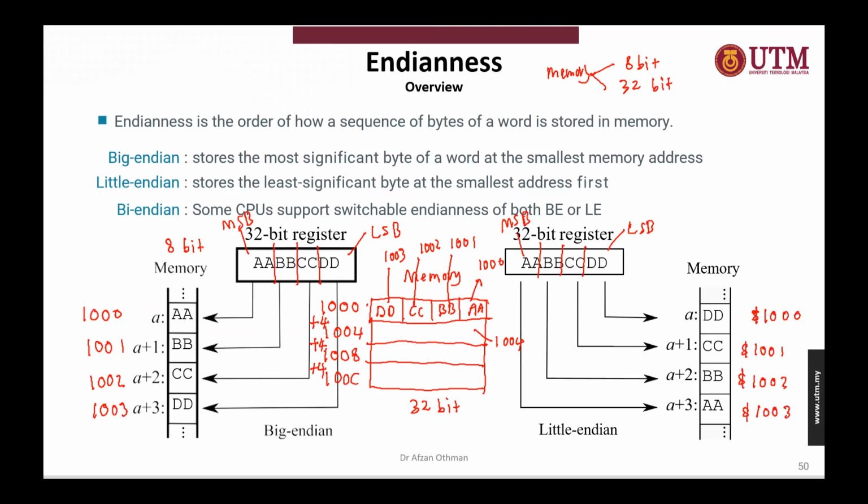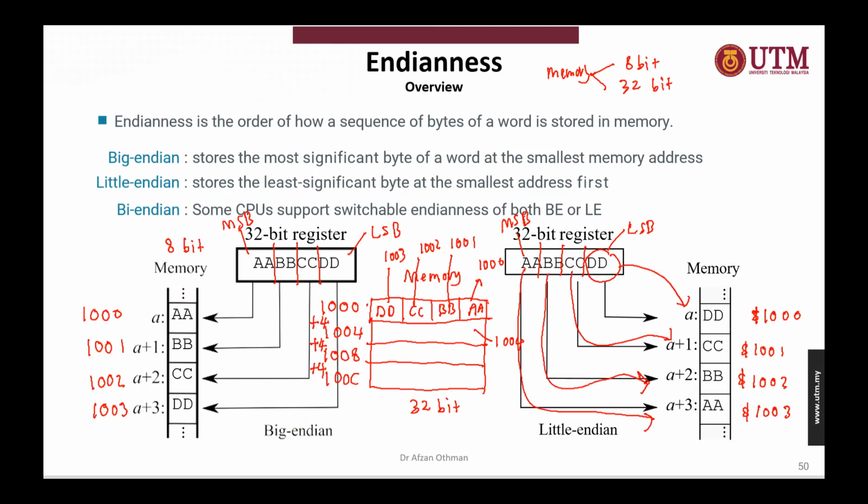For Little Endian, it says to store the least significant byte at the smallest address first. So you take this least significant byte from this data and store it at address 1000. CC goes to 1001, BB at address 1002, while AA at address 1003. Now you can see the sequence is different by using Big Endian and Little Endian.